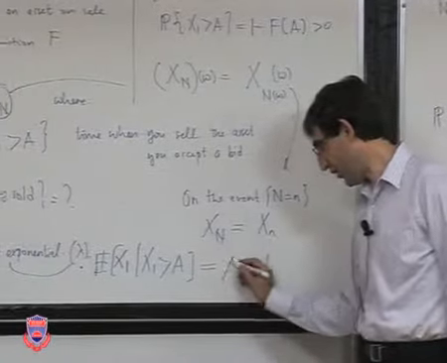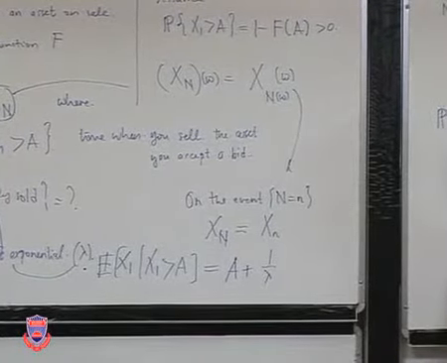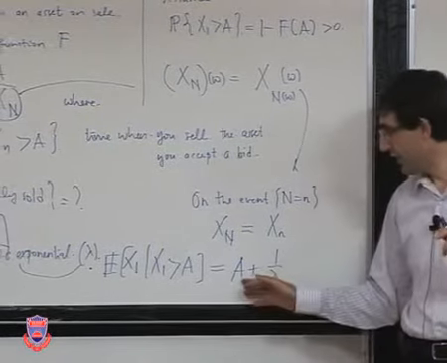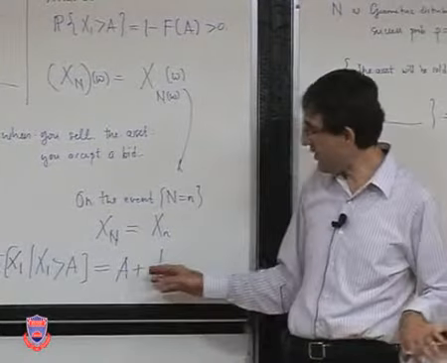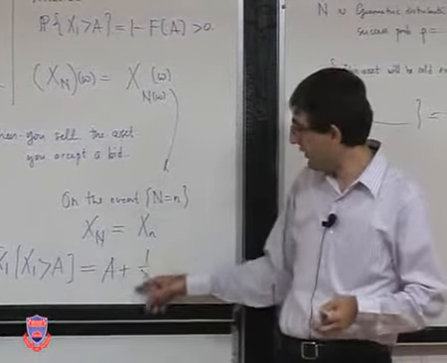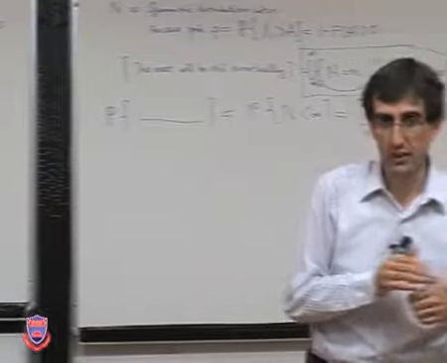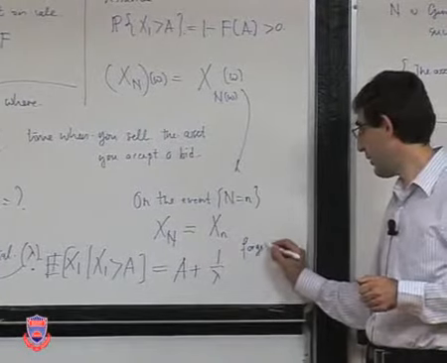But it is actually the simplest thing that can happen. A plus 1 over lambda. How can this happen? So it is as if you are paid A, and then on top of that, you are getting just the expected value of one of this. Does that make sense? This has something to do with the forgetfulness property.